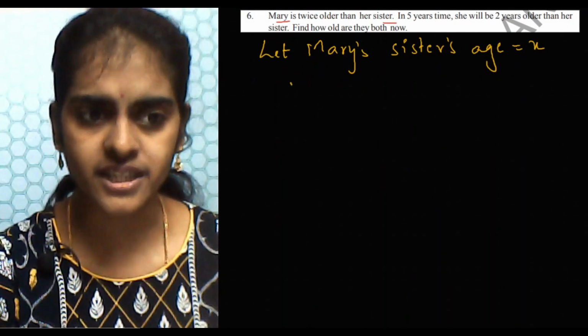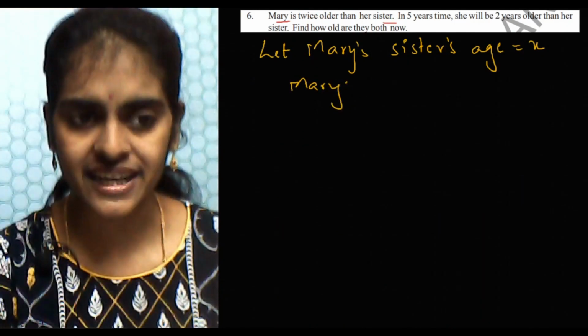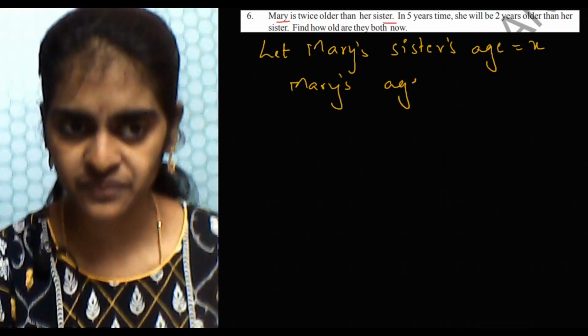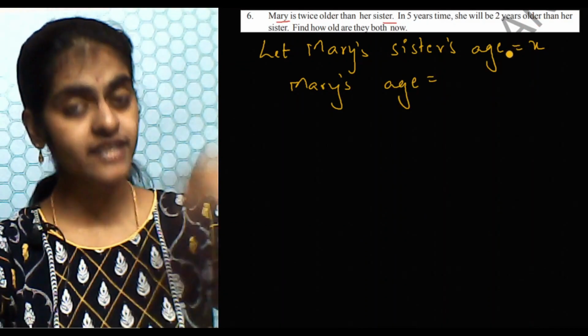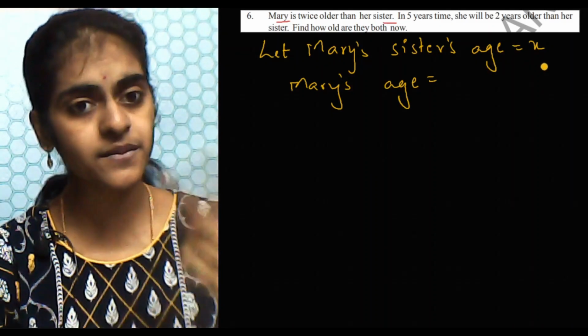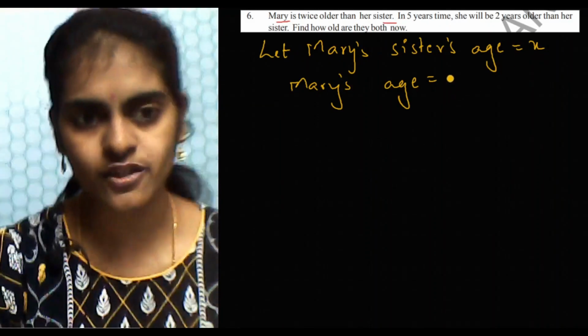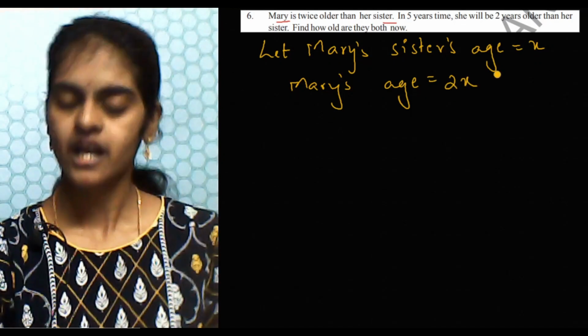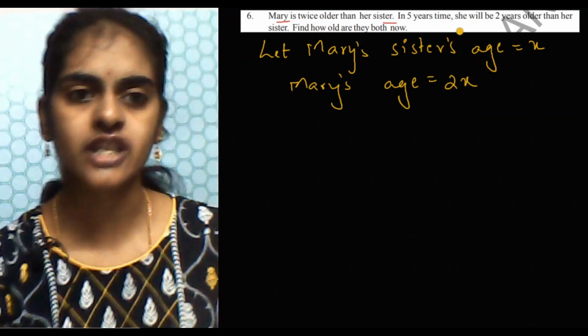So what is Mary's age now? Mary's sister's age is X. Mary is twice older than her sister, so that means Mary's age will be 2 times the age of the sister. So it is 2x. Got my point? Yes.